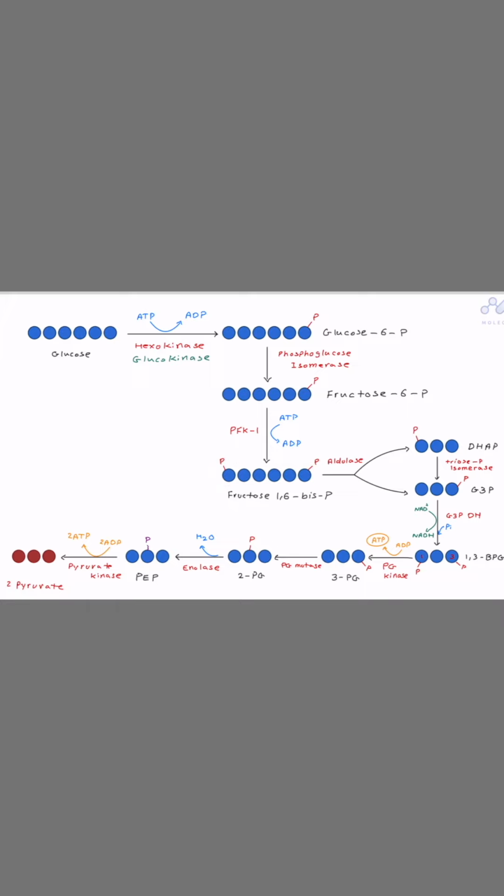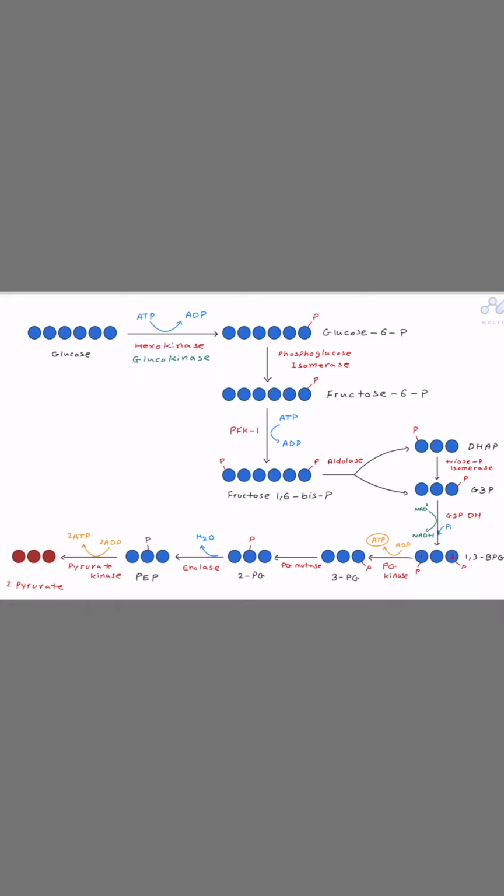This step is the second step where we are using ATP. Our ATP is getting hydrolyzed to ADP and the phosphate group is coming here. The next step is going to be an aldol cleavage, which is catalyzed by aldolase. This molecule is getting cut in half. We are going to have dihydroxyacetone phosphate and we are going to have glyceraldehyde 3-phosphate.